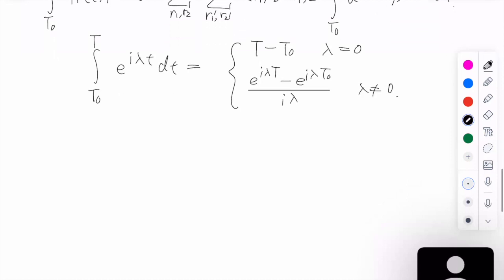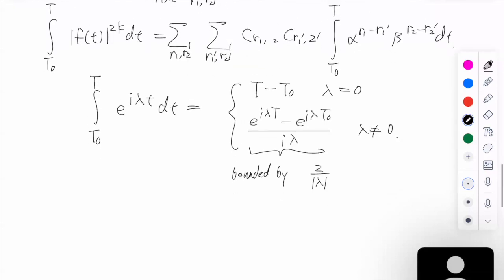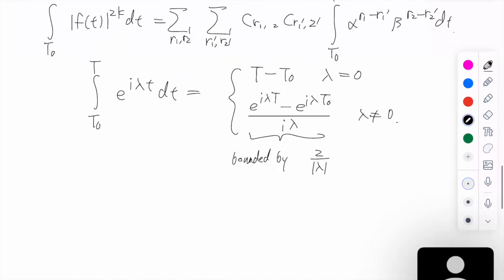And interestingly, when lambda is not equal to 0, the whole term, the absolute value of this quantity, is bounded by 2 over the absolute value of lambda. So when lambda is not equal to 0, this thing actually vanishes. This thing, when divided by the capital T, actually tends to 0. So we want to distinguish these two cases in the above expression.